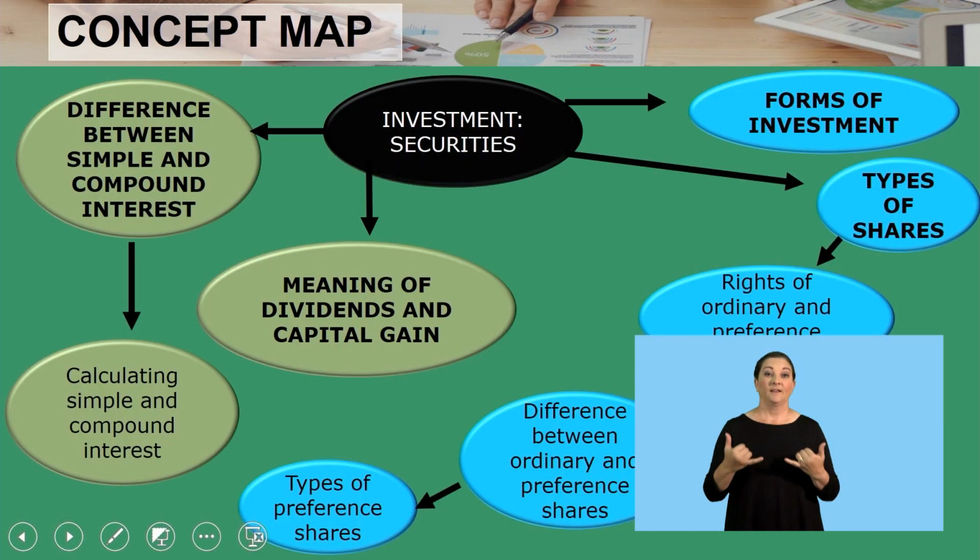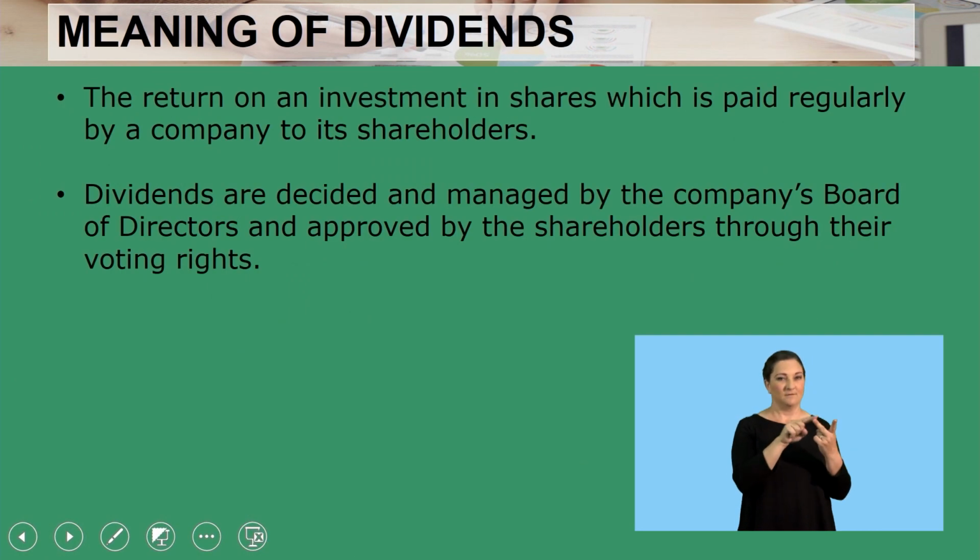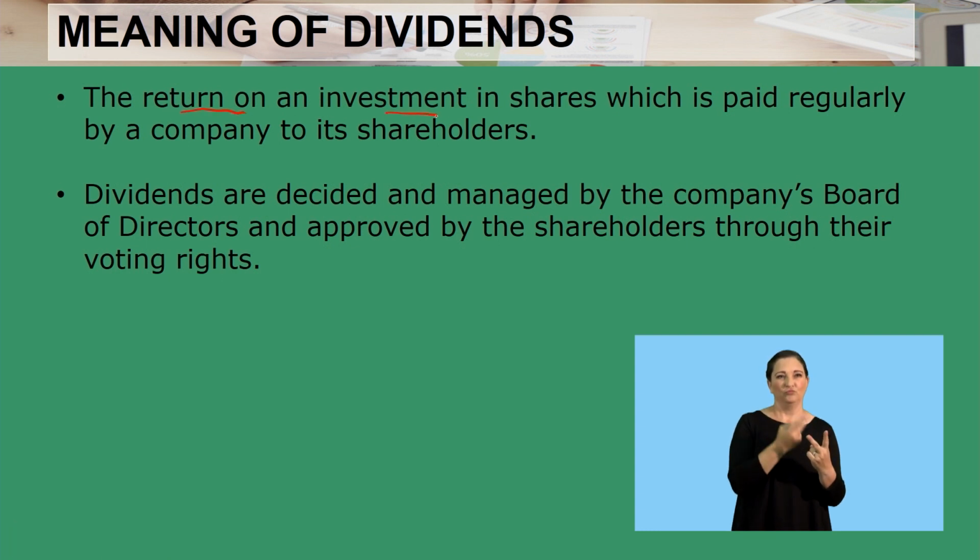Then let us look now into the meaning of dividends and capital gain. What do we mean by that? Meaning of dividends: this refers to the return on investment in shares, which is paid regularly by a company to its shareholders. Remember, they don't get interest, they get dividends as shareholders.